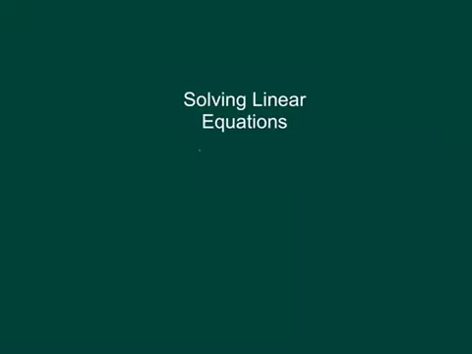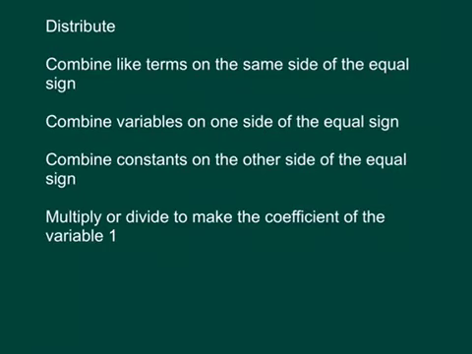This is a review of solving linear equations. As a reminder, when we solve linear equations, the process is different than the order of operations that we use with just numbers. First, we distribute if possible. Then we combine like terms on the same side of the equal sign. Then we get all of the variables on one side of the equal sign and all of the constants on the other side of the equal sign. Then we multiply or divide to make the coefficient of the variable 1.